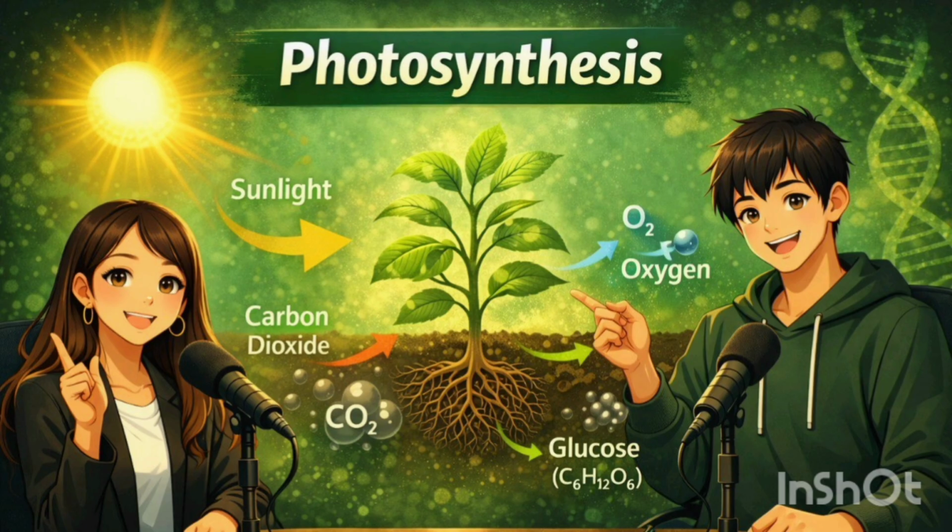Walk me through the steps. This sounds like some kind of smuggling operation. It's basically a CO2 pump. Step 1 happens in the mesophyll cells. Here, the primary acceptor is not RuBP. It's a 3-carbon molecule called PEP, or phosphoenolpyruvate.